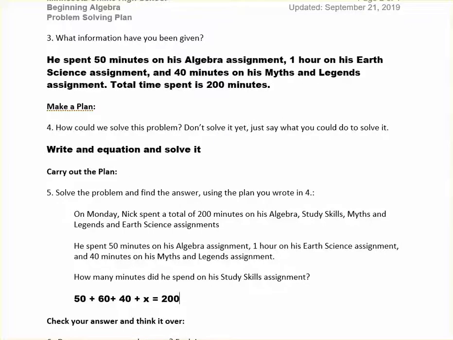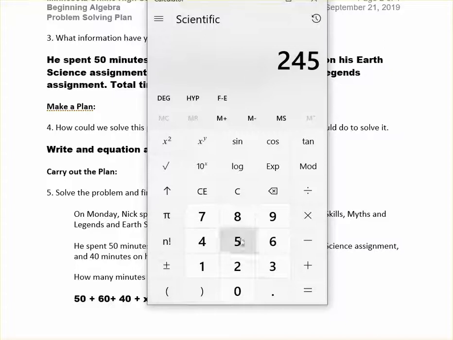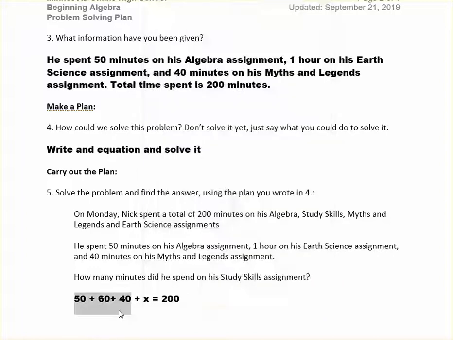Now again, this is not the only way to solve this problem, it's just the way I decided to solve it. And then if I'm going to solve this equation, we haven't really worked with solving equations yet, just really simple ones, but I'll tell you that what we need to do is combine these numbers. We need to know what is 50 plus 60 plus 40. That is 150. I could have done that in my head because 60 plus 40 makes 100 and plus 50 more is 150. So that's 150.